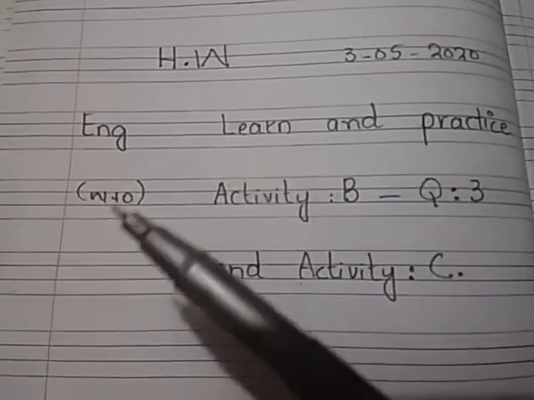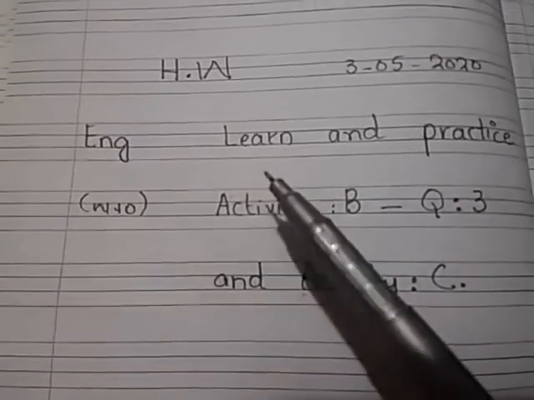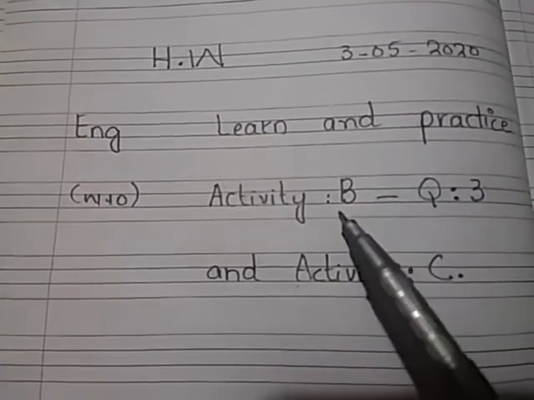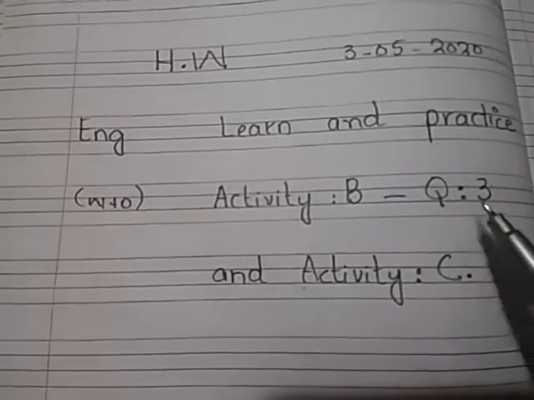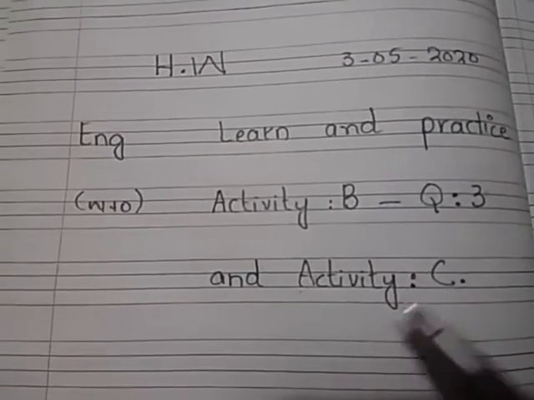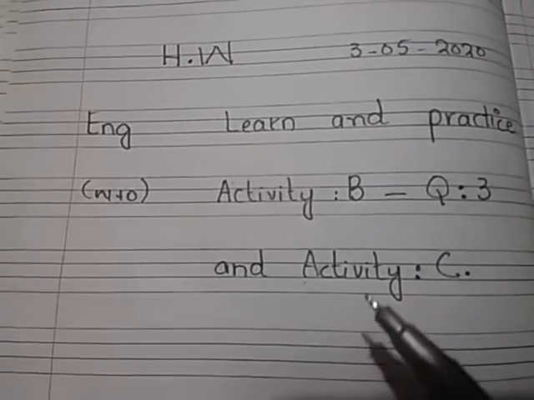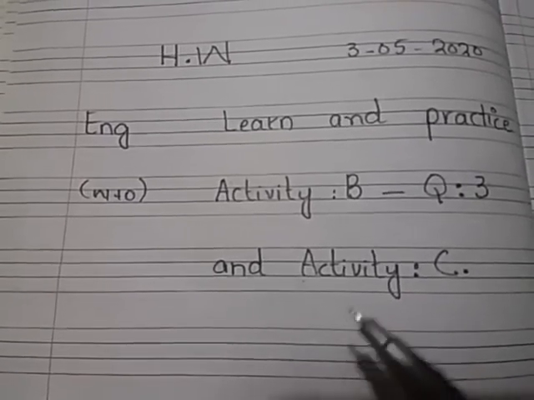Okay, so this is your homework, note it down with yourself. It's learn and practice activity B. In activity B, it's question number 3, and activity C, it's on page 23 of unit 5. This is your homework for today. Note it down with yourselves.